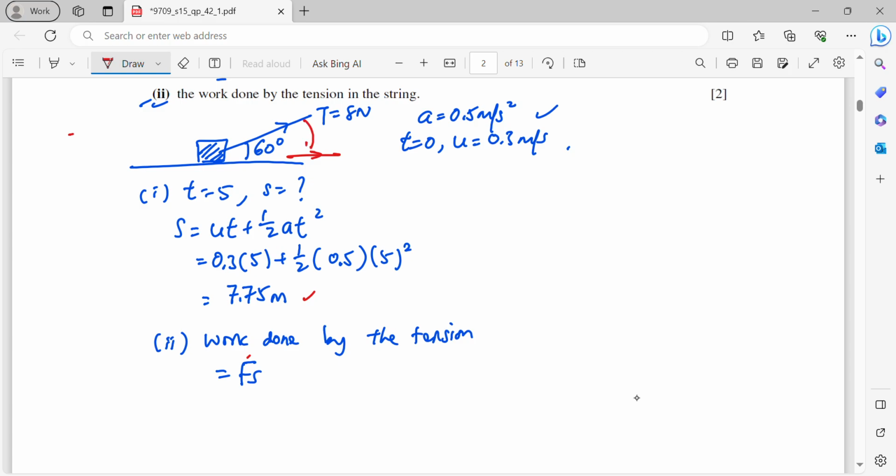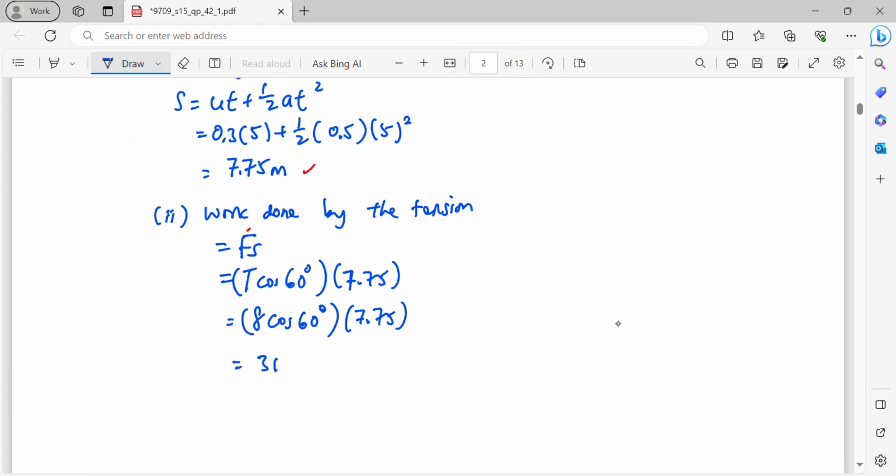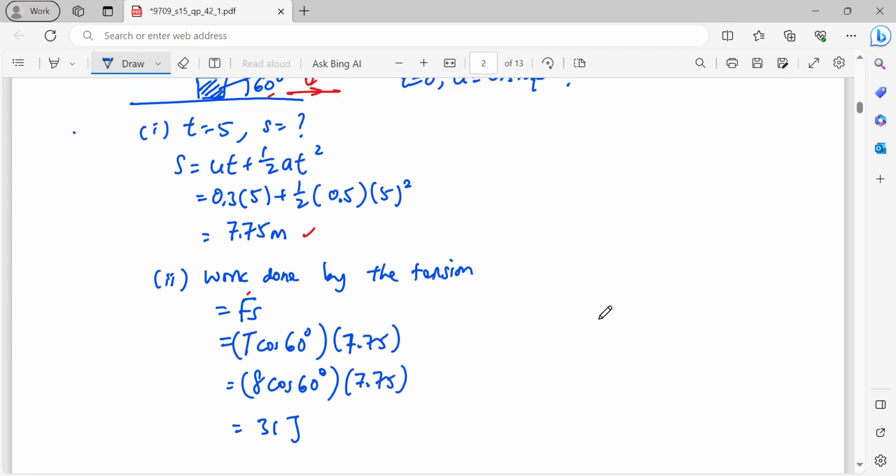Therefore, I have to resolve this T horizontally, using the 60 degrees. Therefore, my F is going to be T cos 60 degrees, and my s is going to be 7.75. Given that the T is 8, I will get 8 cos 60 degrees times 7.75. When you calculate this value, it's going to be 31 joule. That is the work done.